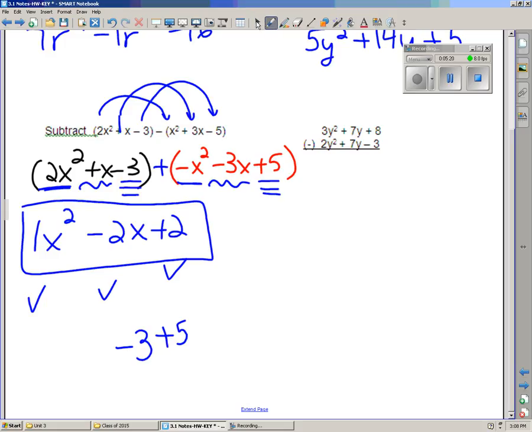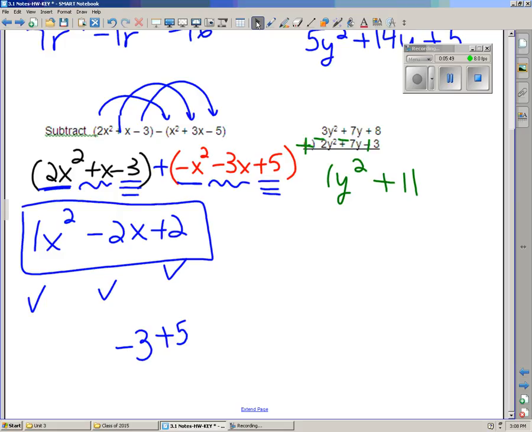The next one. If you do keep change all, I'm only changing the bottoms, which means subtraction turns to addition. This becomes a -2y squared, a -7y, and a +3. And now when I add straight down, 3y squareds minus 2y squareds are 1y squared. +7y, -7y cancel, and 8 plus 3 is 11.